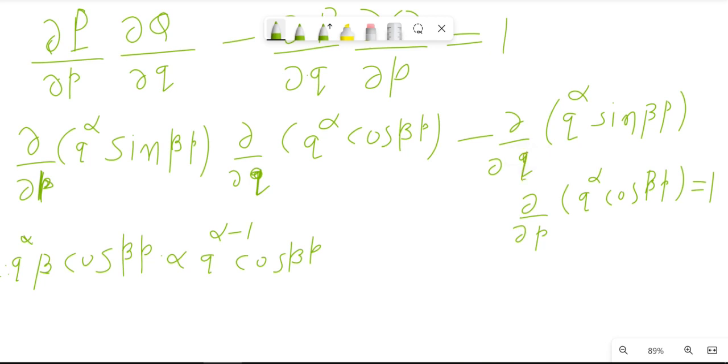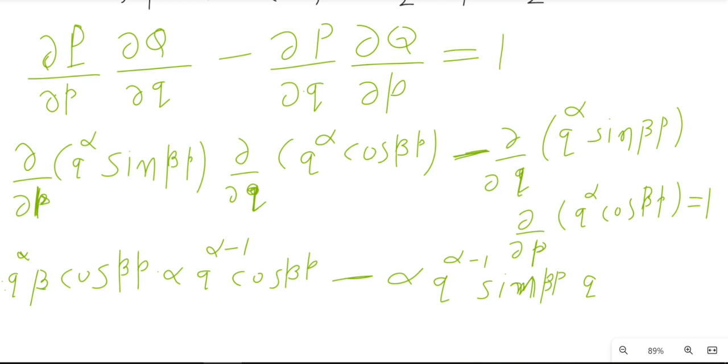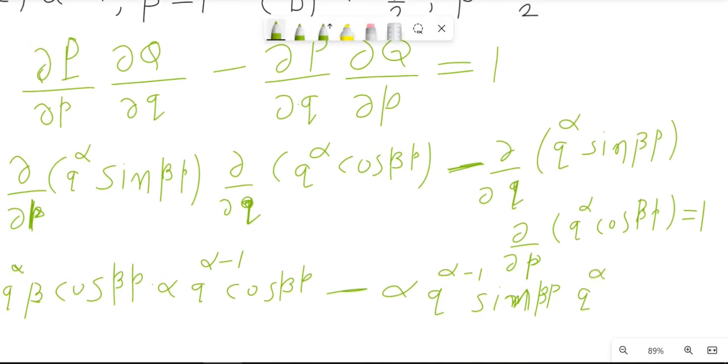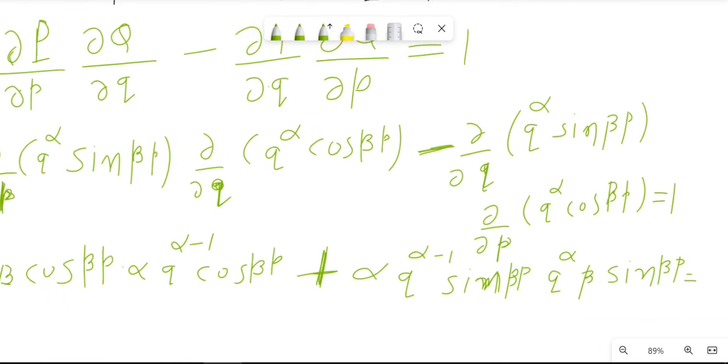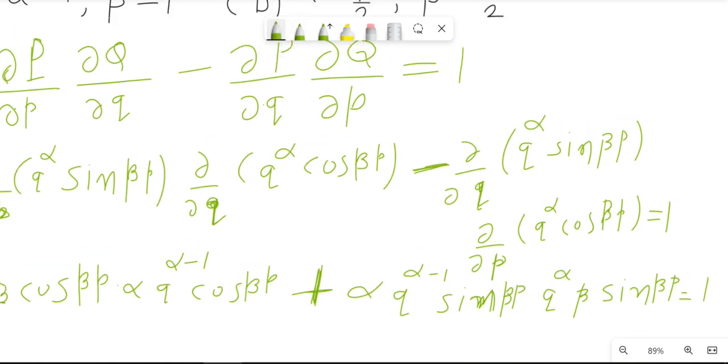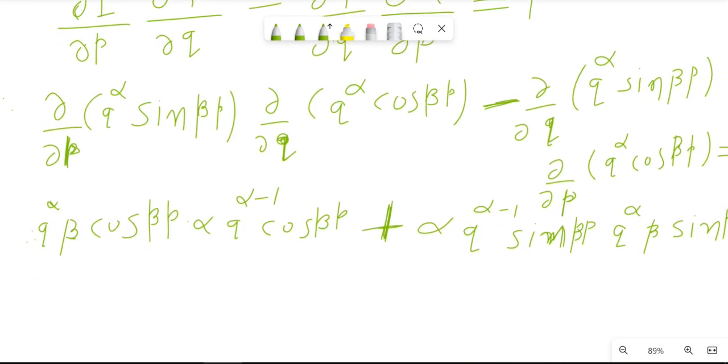Again, in this term, differentiate with respect to q, and do not forget the minus sign. So I put here minus, and if I differentiate with respect to q, I will get alpha q raised to alpha minus 1 sin beta p as it is, since p is independent of q. And now differentiate with respect to p, so q raised to alpha will be as it is, and cos will give a minus sign, so here will be plus beta sin beta p, is equal to 1.